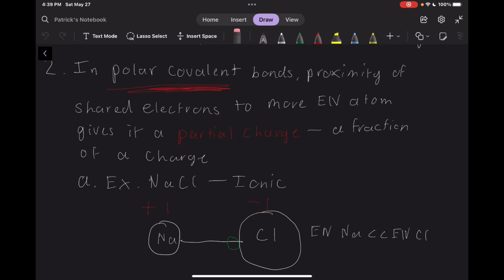In a polar covalent bond, the electrons are closer to the middle, but they're still being pulled more toward one atom versus the other. This unbalanced attraction adds a partial charge to each atom. We can think of partial charges as being fractions of charges. Let's look at an example to illustrate this.